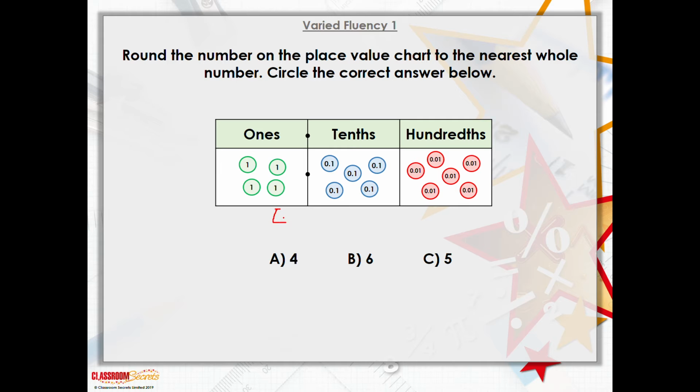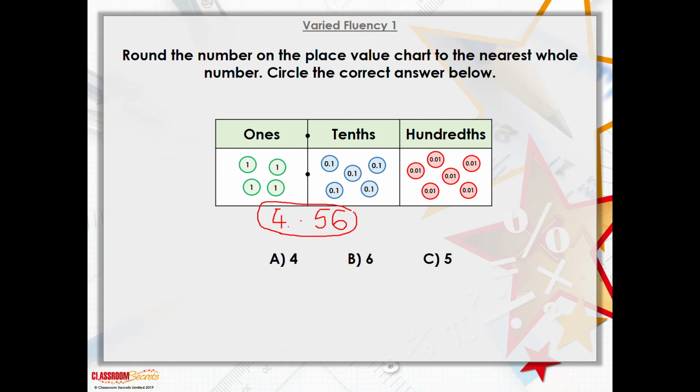So we have 4 ones, so it'd be 4 point, how many tenths? 1, 2, 3, 4, 5, 5 tenths, and 1, 2, 3, 4, 5, 6 hundredths. So that number is showing me 4.56. What we've got to do is to round this number now to the nearest whole number.